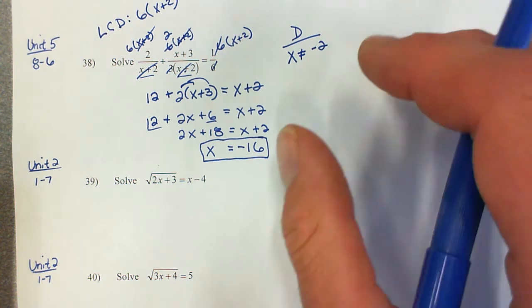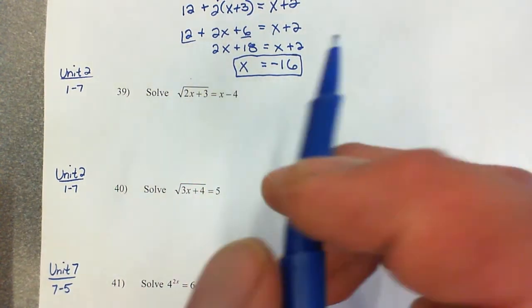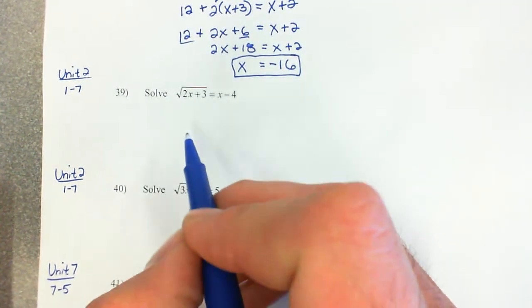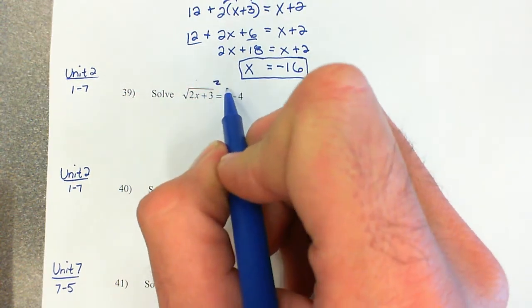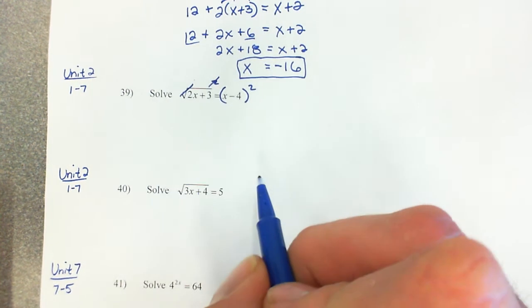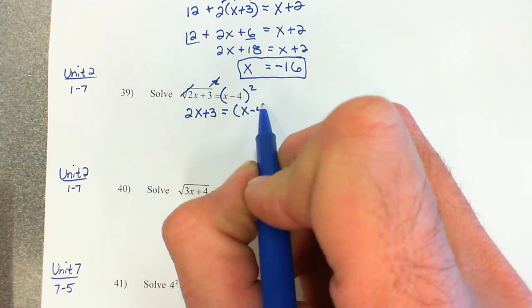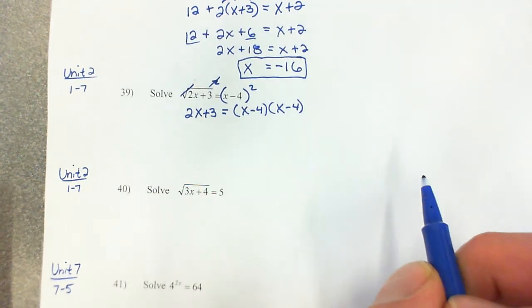Okay? So that's 38. On 39, we want to solve this, but we have a square root there. So here we can get rid of the square root by squaring both sides. If I square this side, that means I have to square this side. Here the square and the square root cancel, which leaves you with 2x plus 3. And over here, I'm going to have to FOIL this out, because this is x minus 4 times x minus 4. Okay?